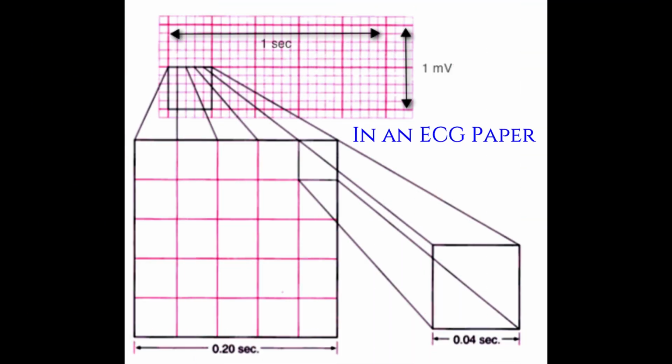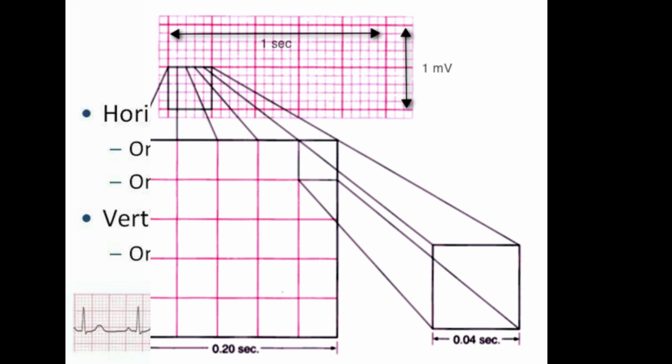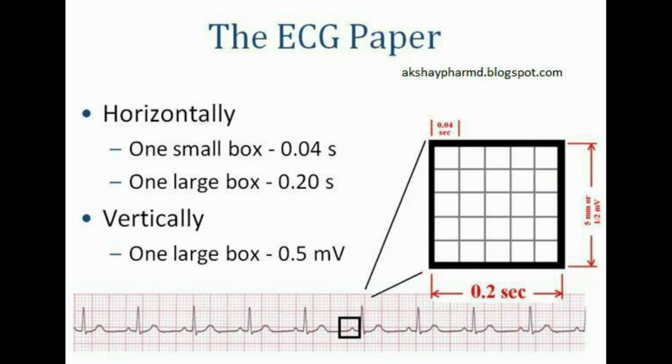So, in an ECG paper, we can find some square boxes representing 1 second each. These boxes are again divided into 5 by 5, or 25 boxes of 0.2 second each. Again, these boxes are divided into smaller boxes of 5 by 5. Each of these boxes denotes 0.04 second. So, horizontally, the ECG paper denotes time taken in seconds.